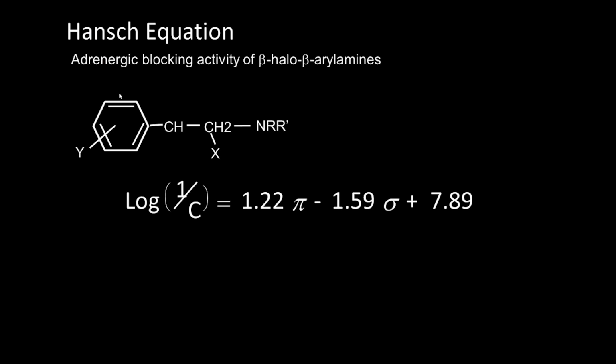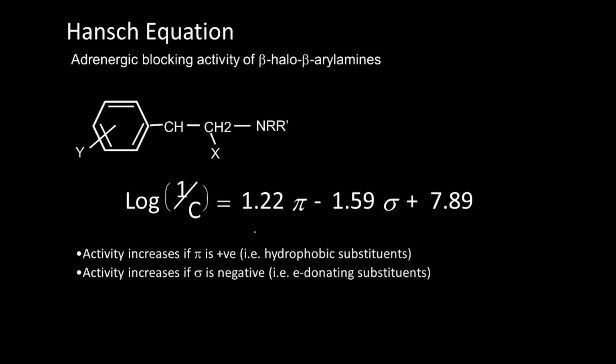So typically this is how the Hansch equation looks like, okay? 1.22 minus 1.522 pi minus 1.59 sigma. Pi represents the hydrophobicity, sigma represents the electronic, okay? So it's positive with respect to the hydrophobic substituents, and it's negative with respect to the electronic factor, that is electron donating substituents. This is called a Hansch equation.